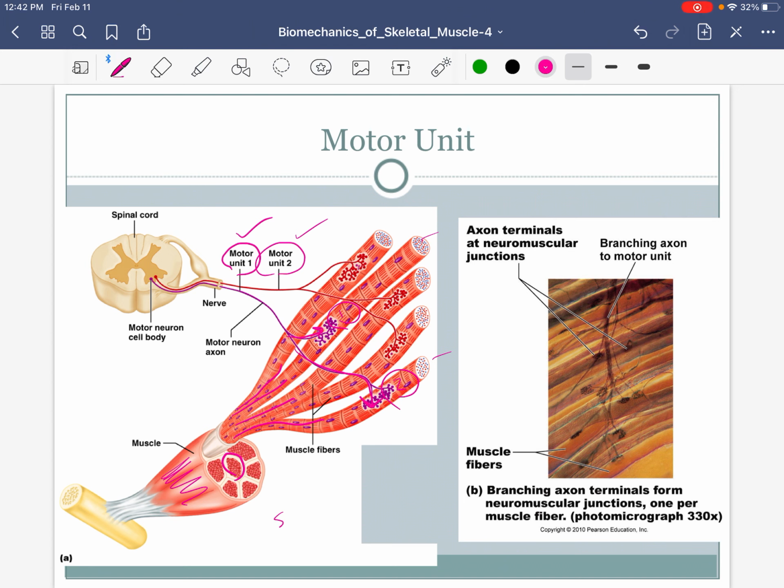We recruit small motor units first, and then we can get to large motor units. This is one piece of evidence why warming up is so beneficial. We recruit small ones first, then large.